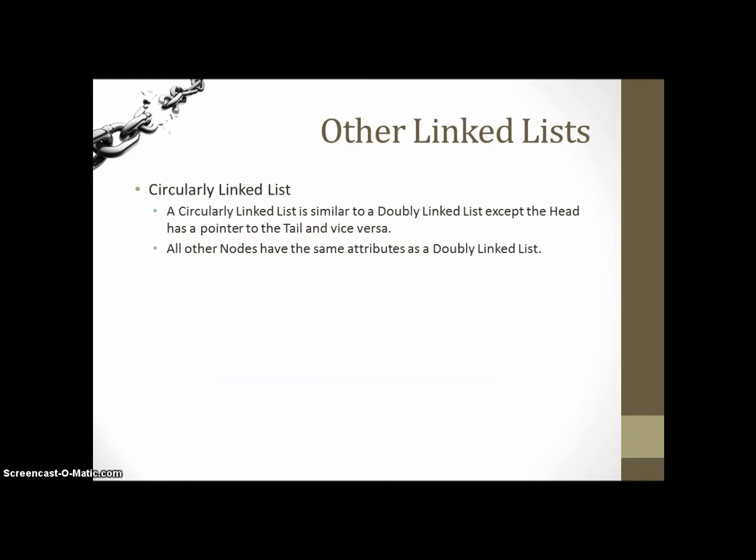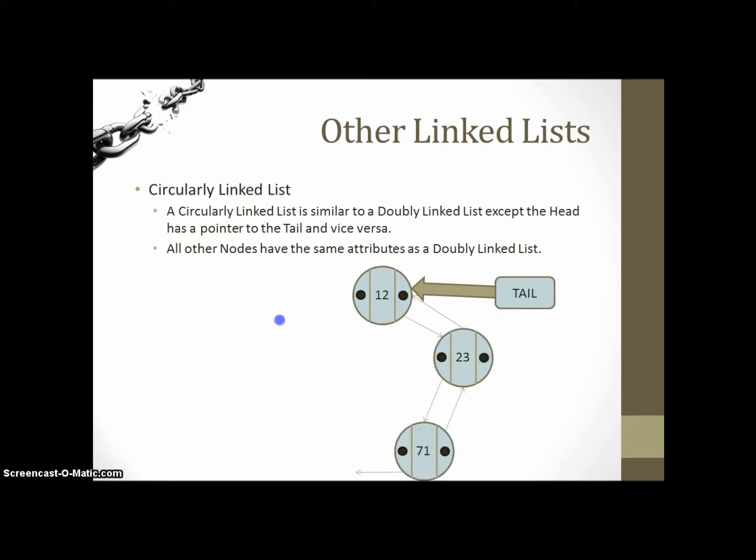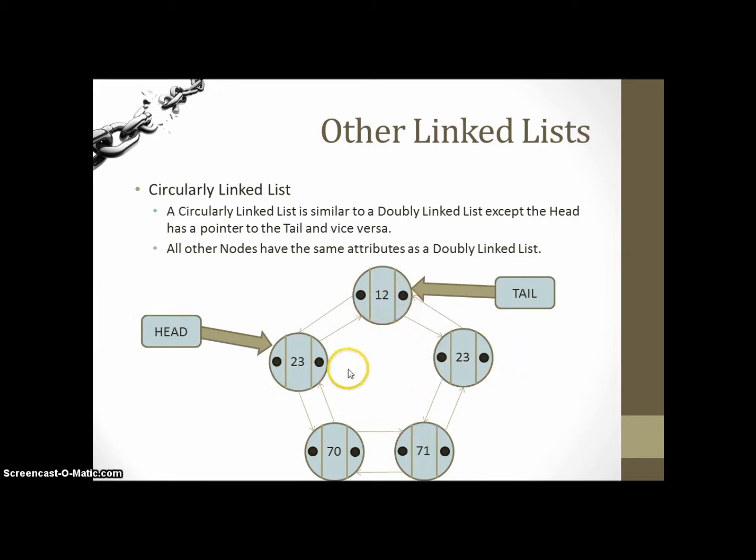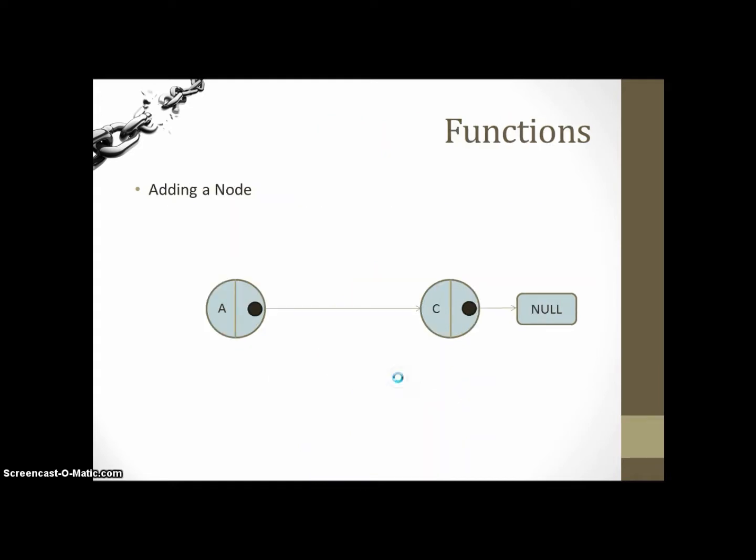So another type of linked list is a circular linked list. In this case, it's like a doubly linked list, except the head and tail now point to each other. So here's our first node, and as we keep adding nodes, you can see they point to the previous node and the next node. But the head and the tail now point to each other. So in another regard, that's the only difference between a doubly linked list and a circular linked list.